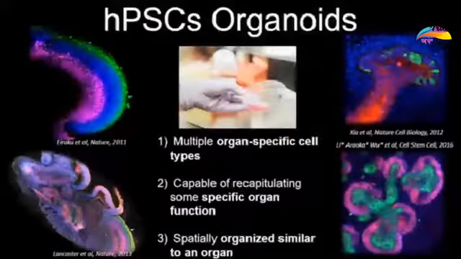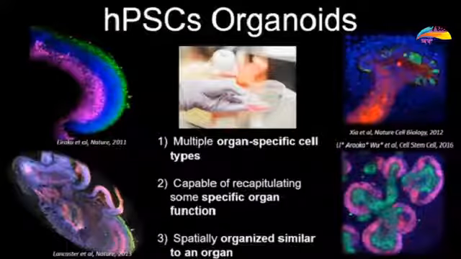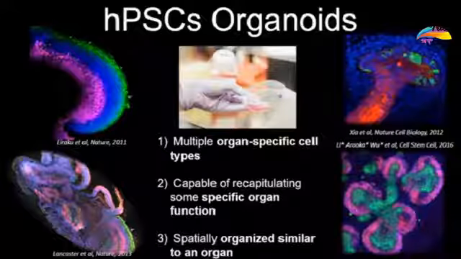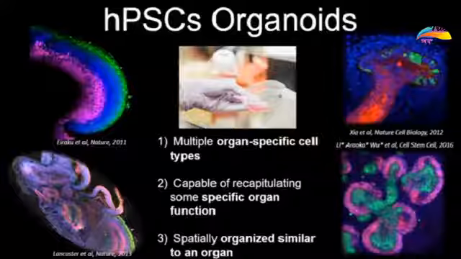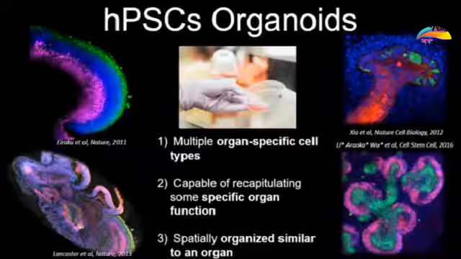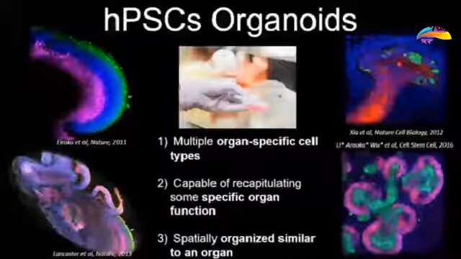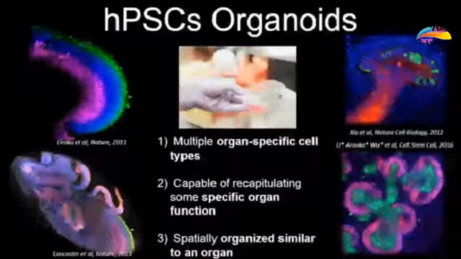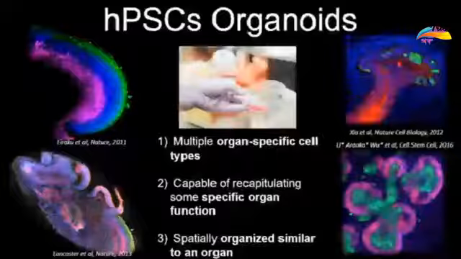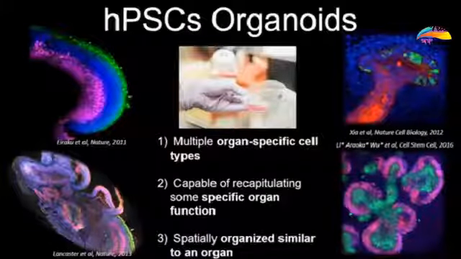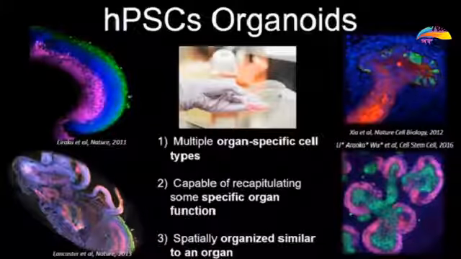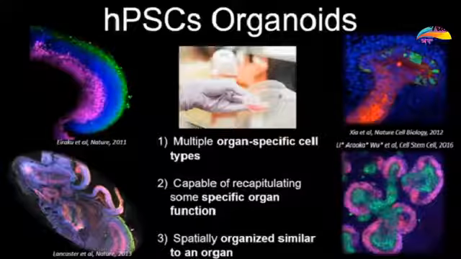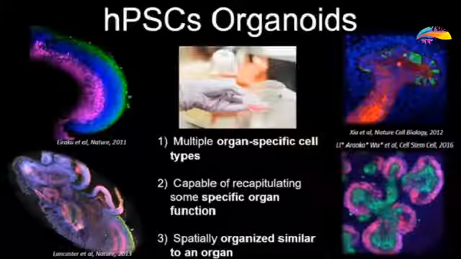When derived from human pluripotent stem cells, including human embryonic stem cells or induced pluripotent stem cells, organoids contain multiple organ cell types. These organoids are shown to be capable of recapitulating some specific organ functions, and what is very interesting is that in organoids we can also see that cells are as organized as in the final organ.